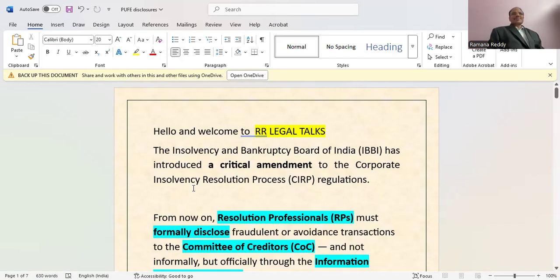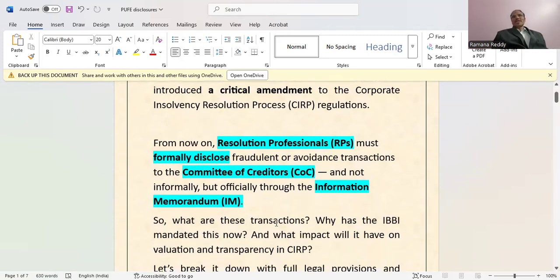The Insolvency and Bankruptcy Board of India, IBBI, has introduced a critical amendment to the Corporate Insolvency Resolution Process regulations. RPs, resolution professionals, must formally disclose fraudulent or avoidance transactions to the CoC, and not informally but officially through the Information Memorandum, that is IM.